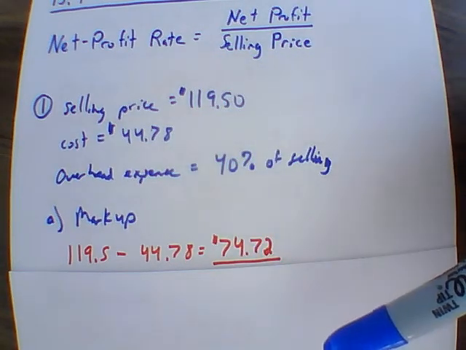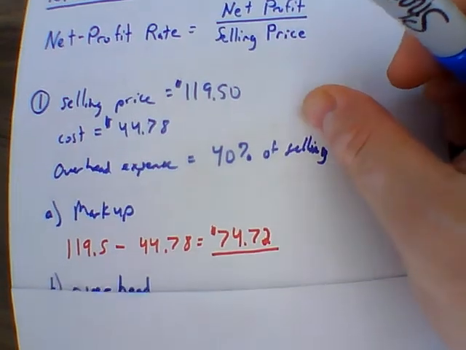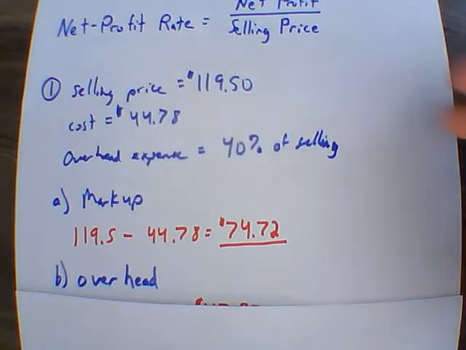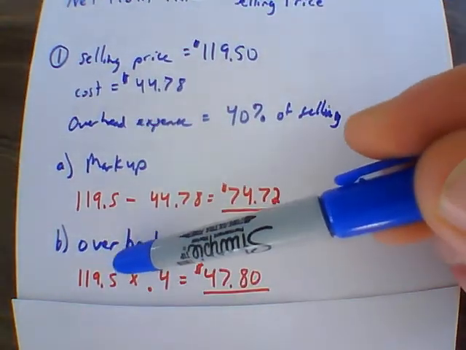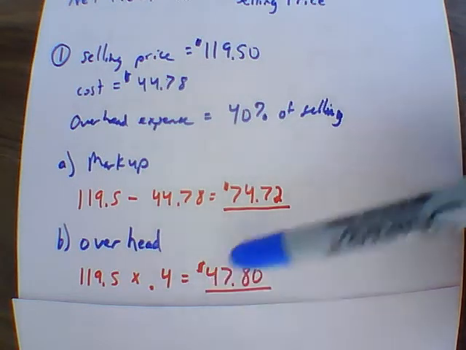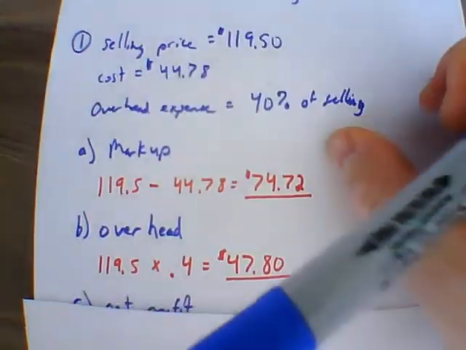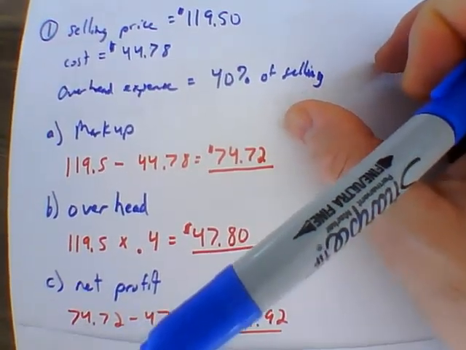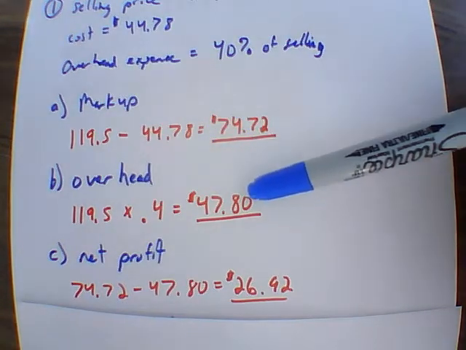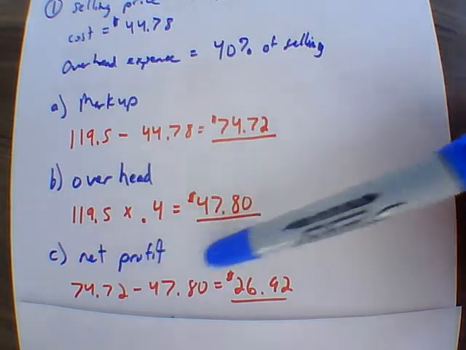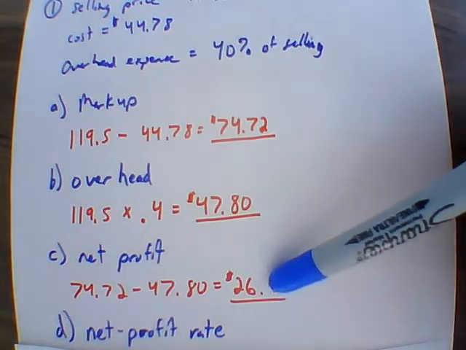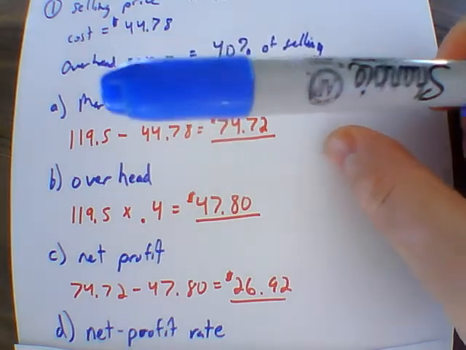So we see we have $74.72 there. Overhead then, remember our overhead was 40% of the selling price, so we take our selling price of $119.50 multiplied by 40%, or 0.4, and we get $47.80. For net profit, we're going to take our markup minus our overhead, and that's $26.92.